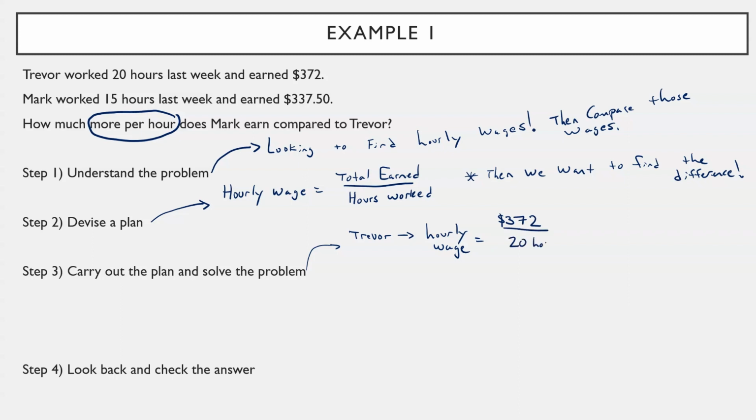He worked 20 hours. So what you'll do is you'll just grab a calculator. This one is pretty simple. You don't even need a graphing calculator for this. You're just going to take 372 and divide it by 20. And then what you see here when you do that is Trevor earns $18.60 per hour. Okay. Now let's look at Mark.